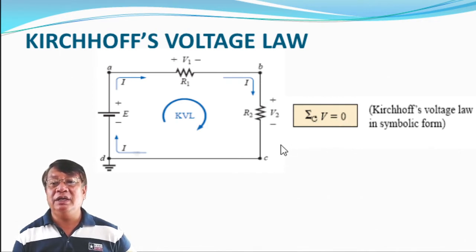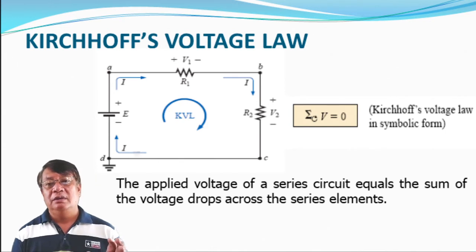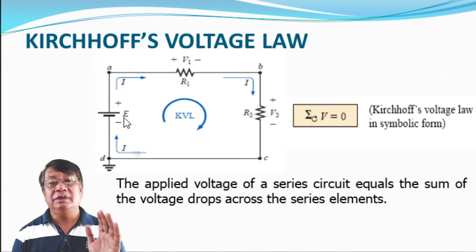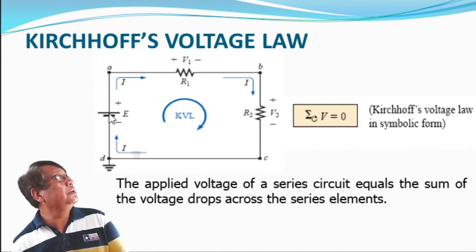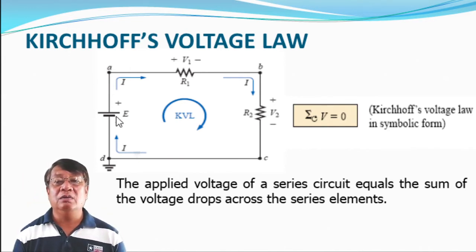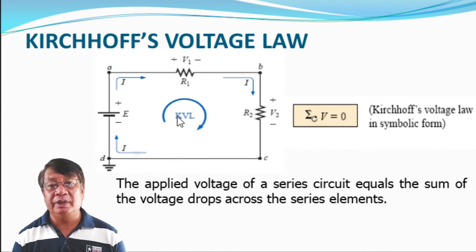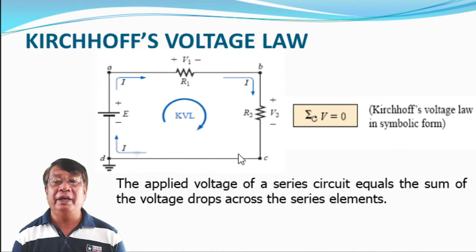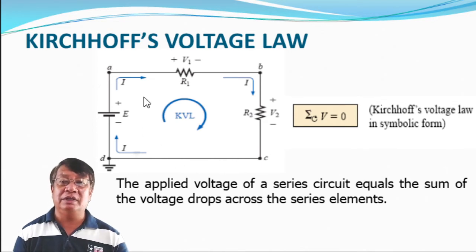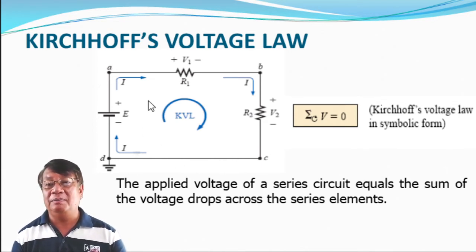Meaning to say that the voltage rise at the source is equal to the sum of the voltage drops. That is what we mean by the summation of voltages in a closed loop being equal to zero. It should be a closed loop. Otherwise, if there is something open somewhere in the circuit, then Kirchhoff's voltage law is no longer applicable.